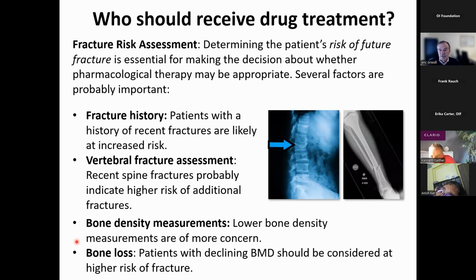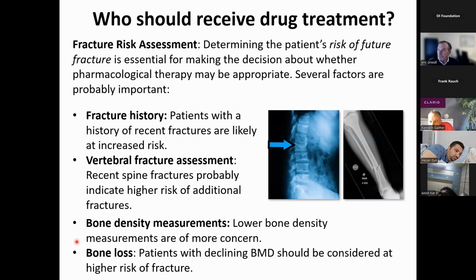These are some issues that are appropriate to pay attention to. People with OI who have had a recent history of fracture or who have had multiple fractures are probably at increased risk of additional fractures. And in those people, it would be appropriate to consider drugs to reduce that risk.